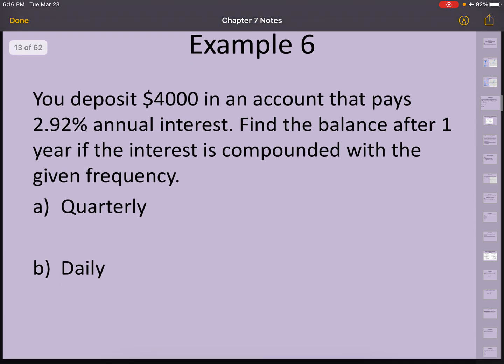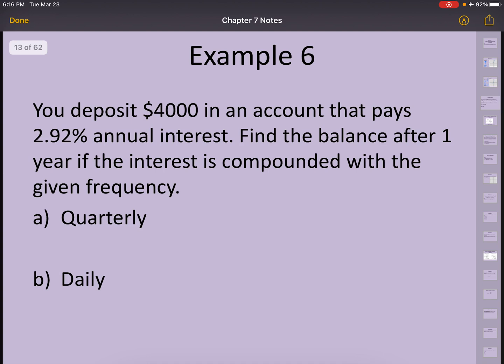So our last example here, we're going to deposit $4,000 in an account that pays 2.92% annual interest. Find the balance after 1 year if the interest is compounded with the given frequencies, quarterly and daily. So let's first talk about quarterly, but let's remind ourselves of that compound interest formula.